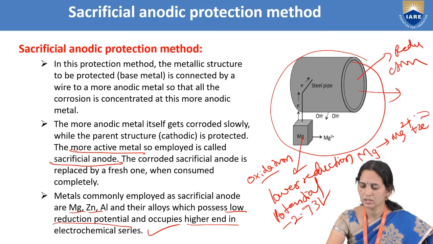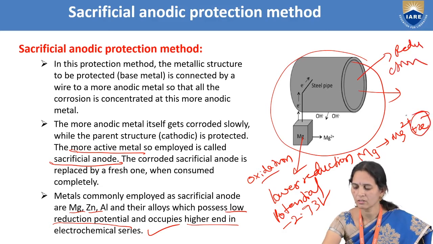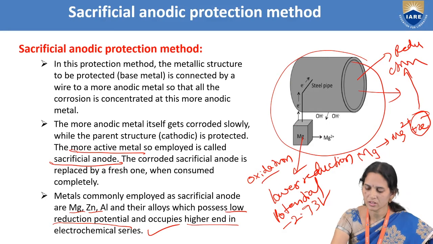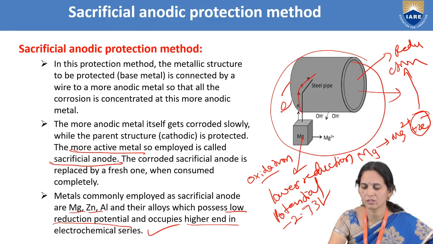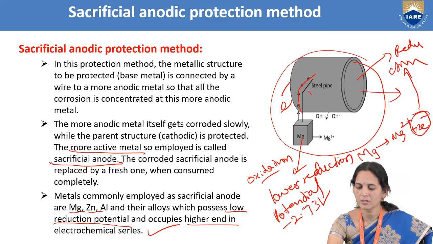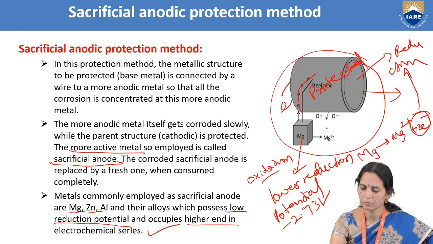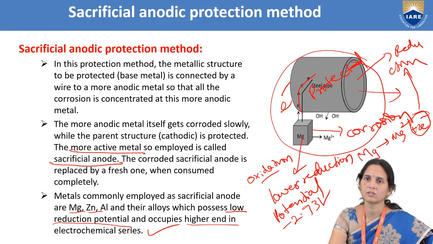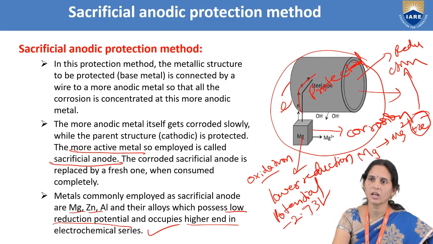Now this is undergoing oxidation, and the electrons lost by the magnesium are taken by the steel pipe. See the flow of electrons to the steel pipe, which undergoes the reduction process. So this steel pipe is protected, while the magnesium is undergoing corrosion. This is called cathodic protection, a sacrificial anodic protection method.